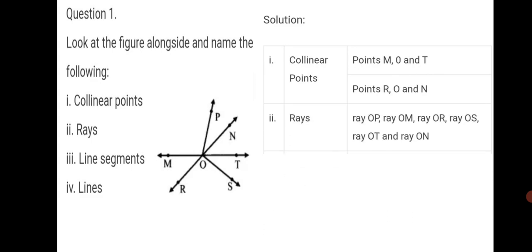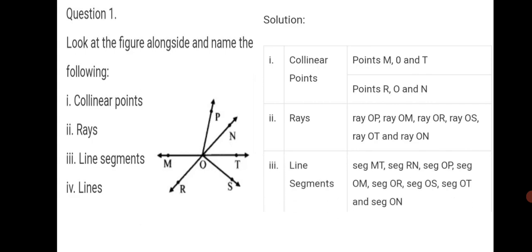Ray OP, okay, we have ray OP here, then ray OM, ray OR, ray OS, ray OT and ray ON. So this way we have named all the rays in the given figure. Third question, we have to name the line segments. So let's write the line segments. Seg MT is the line segment. Then seg RN. Then seg OP.